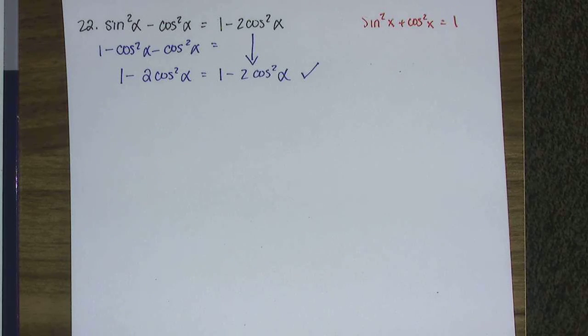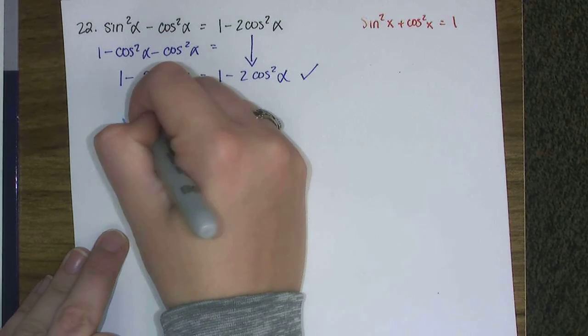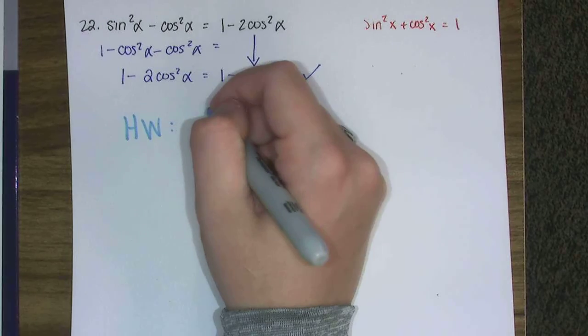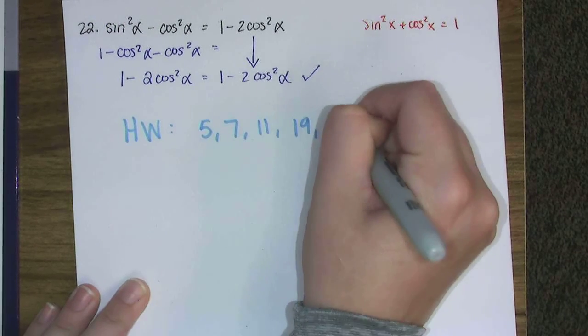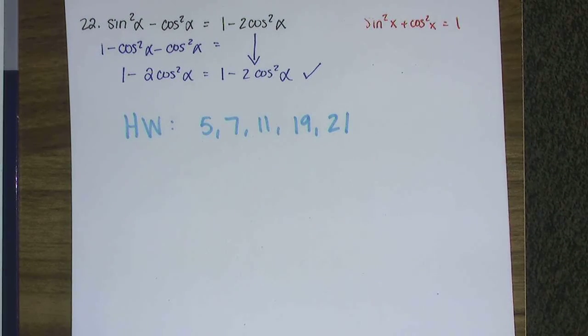So that being said, from this section, your only homework problems are 5, 7, 11, 19, and 21. And please remember, these are due next Sunday night, this coming Sunday night, the 29th at midnight. And if you haven't turned in your other homework, please make sure you do so.